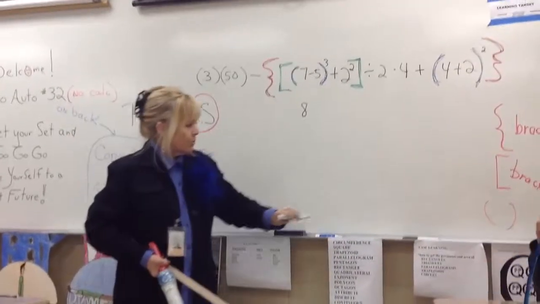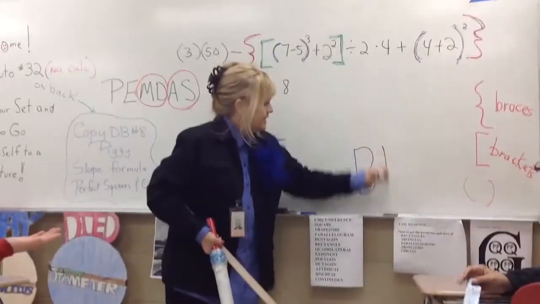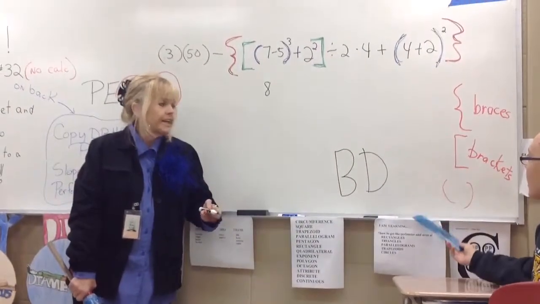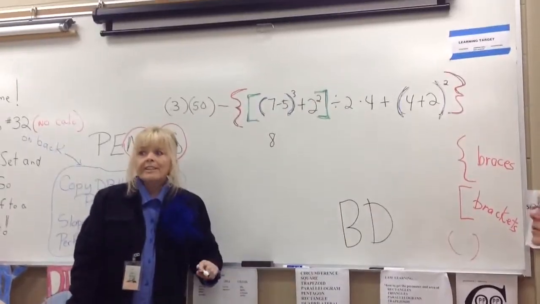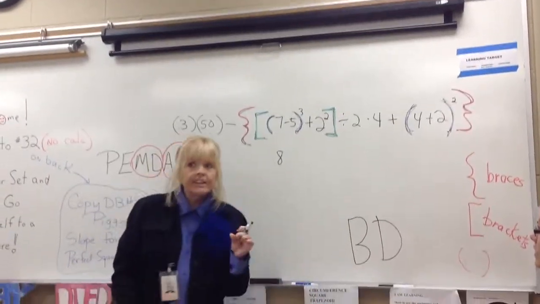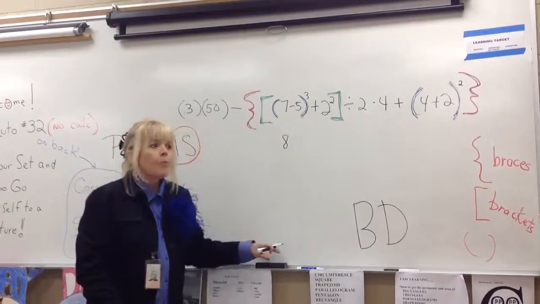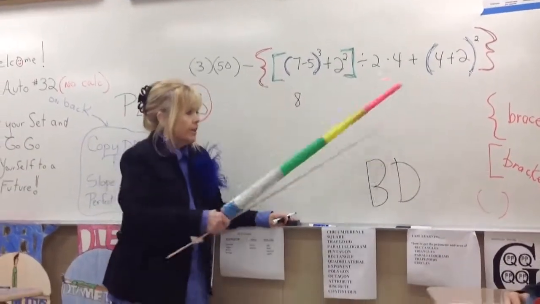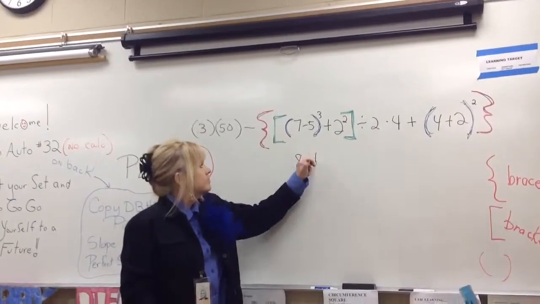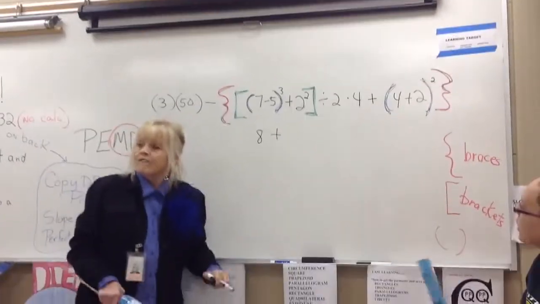Now, here's the most important thing. BD. If you don't BD correctly, you can't get these right. That means bring down. Bring down every little number, every little sign, every little bracket, brace, parentheses. If you don't bring down everything correctly, you're not going to get it right. So I'm going to bring down my plus sign. What's 2 squared? 4.